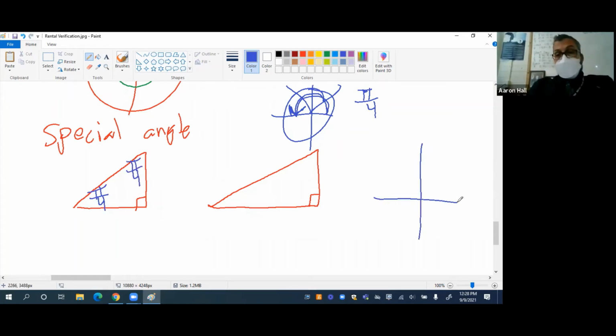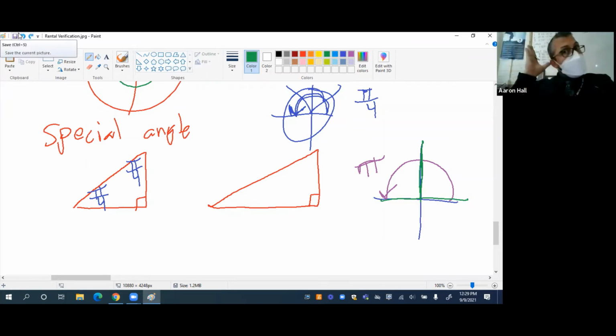A half circle, what is that in radians? Pi. It's also 180 degrees, right? Now, if I take 180 degrees and cut it in half, then these are 90 degrees. If I take 90 degrees and cut it in half, I get 45. So I'm going to cut that and cut that. This is 45 degrees, this is 45 degrees, this is 45 degrees.